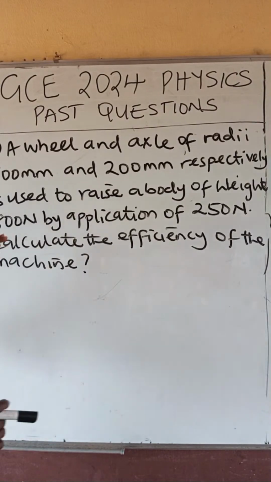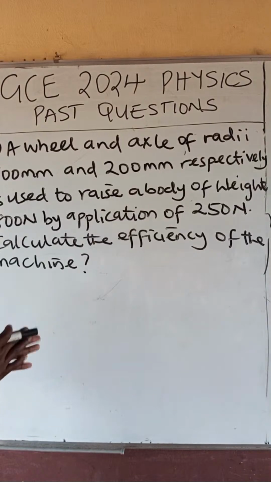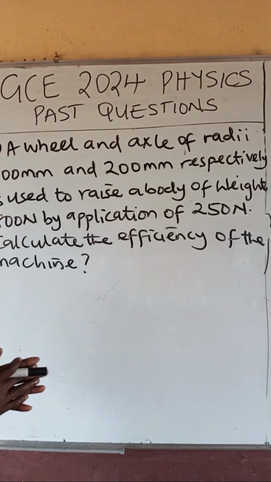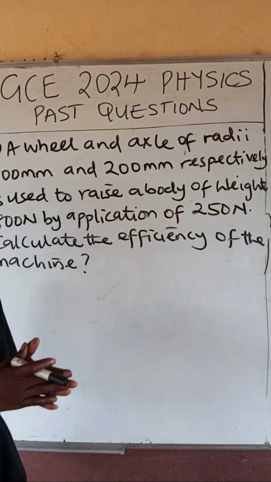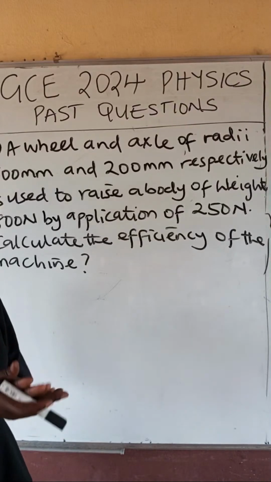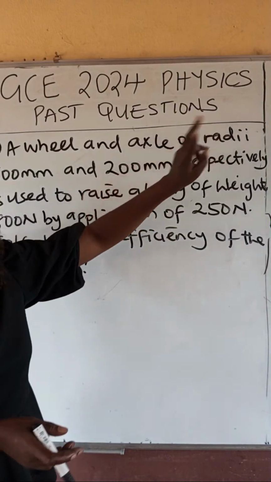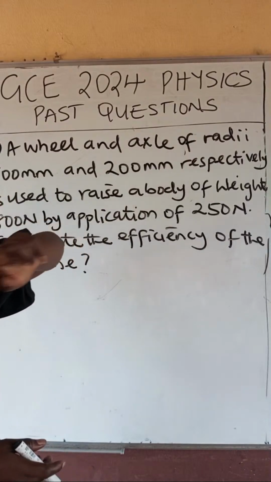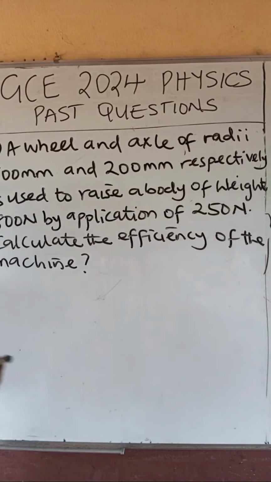Now, for us to solve this problem, we should know the velocity ratio of a wheel and axle. Okay? The value of the velocity ratio is the radius of the wheel over the radius of the axle, right? So this is the radii, which is when they are two, but when it's one, it is called radius. All right? So let's go.